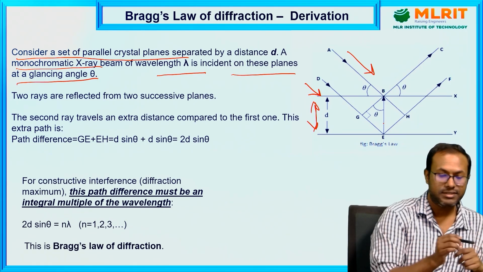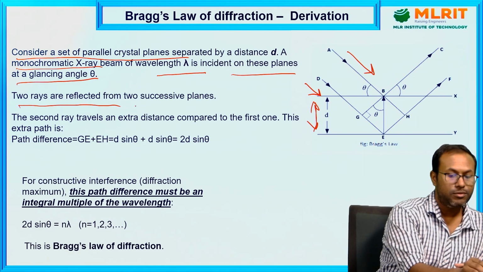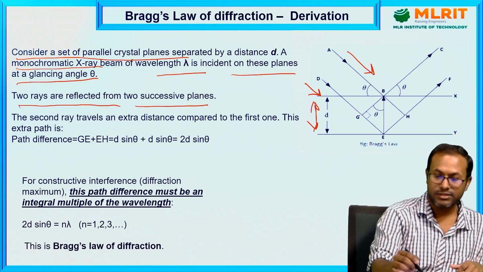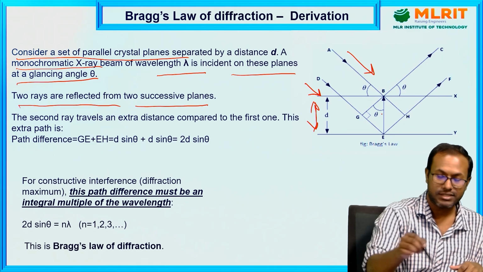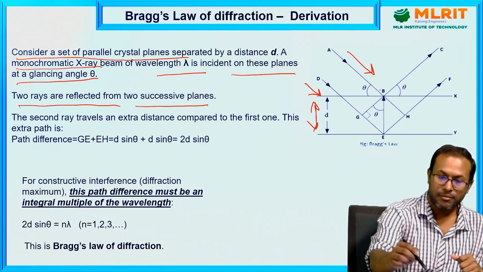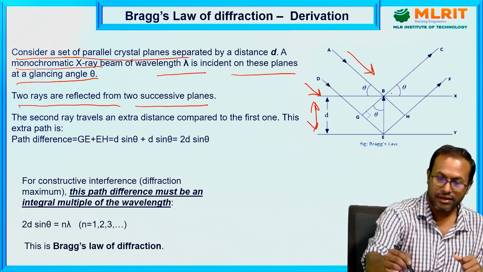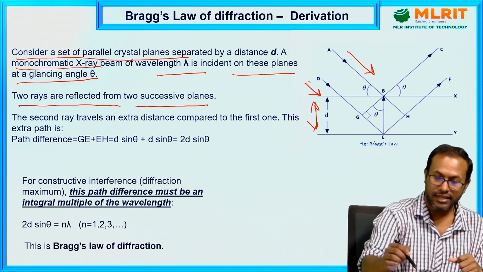There are two planes, and two rays are incident and reflected from two successive planes. One ray follows the path AB as the incident ray and is reflected along the path BC. Another ray falls on the second parallel plane, with incident path DE, and is reflected along DF.